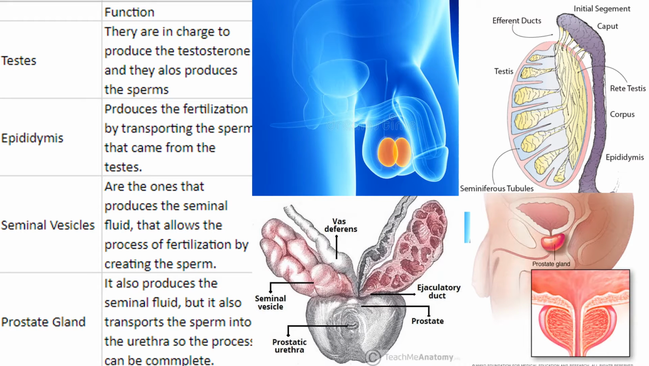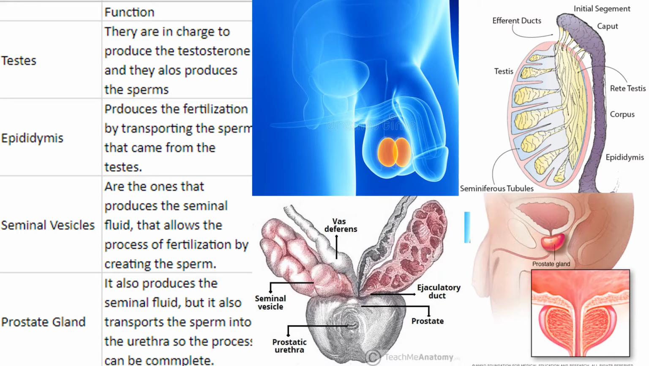Now that we know the parts of the male reproductive system, I'm going to mention some of the functions of these ones. The testes are in charge of making testosterone and also producing sperm. The epididymis transports the sperm that was produced in the testes to prepare them for fertilization.